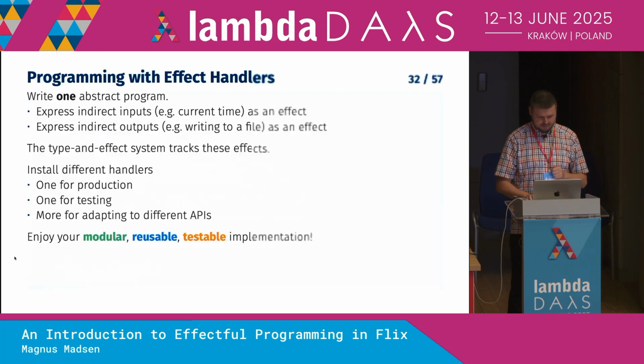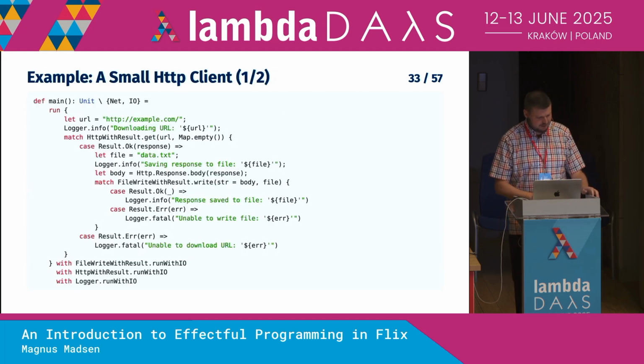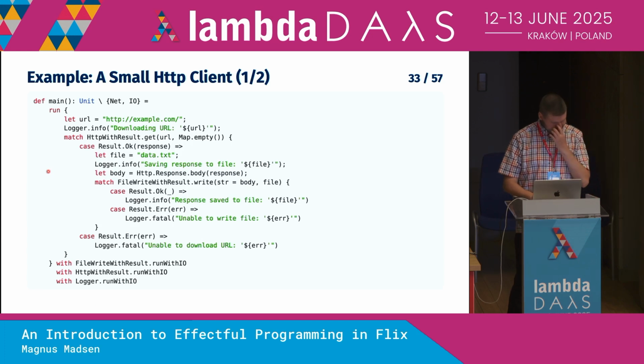And so I have this huge piece of code. It's the last piece of code I will show. So this is more or less idiomatic Flix. So we are just accessing some URL, then we're logging things. Accessing the network can go wrong, so we have some error handling, and we do more logging, and we write to some file, and so on.